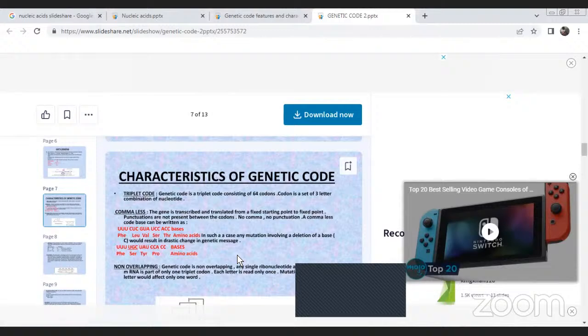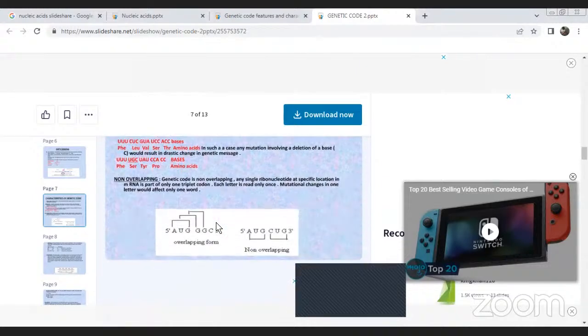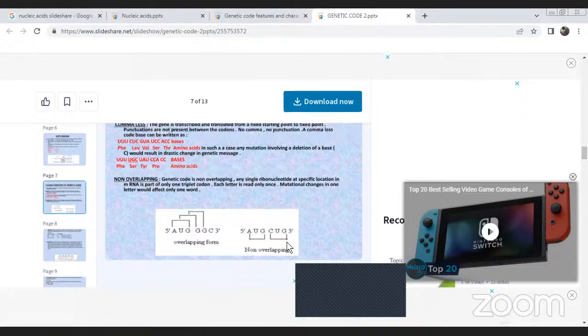No overlapping. What is the meaning of overlapping? The genetic code is non-overlapping. Any single ribonucleotide at a specific location in mRNA is part of only one triplet codon. Each letter is read only once. A mutation changing one letter would affect only one word. Overlapping would mean that one codon shares letters with the next; for example, in AUG, U could also code with the G, and G also could code. This is the overlapping process. There is no overlapping in the genetic code.